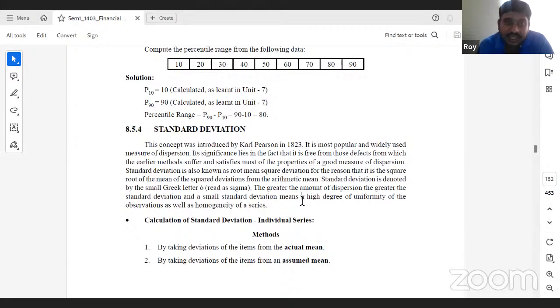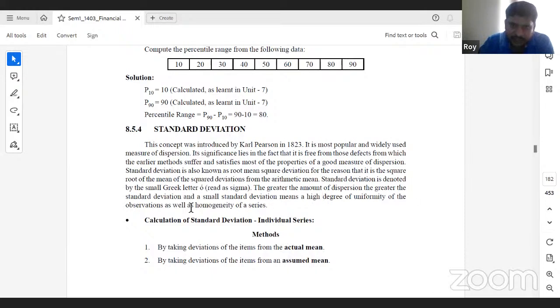See, in the range and the quartile calculations there are some shortcomings, but standard deviation is known as the root mean square deviation. It is the square root of the mean of the squared deviations from the arithmetic mean. Standard deviation is denoted by the small Greek letter sigma. You know that, right? Sigma.